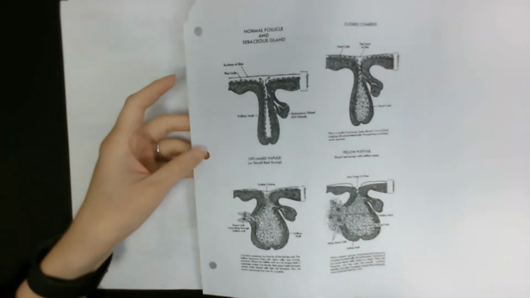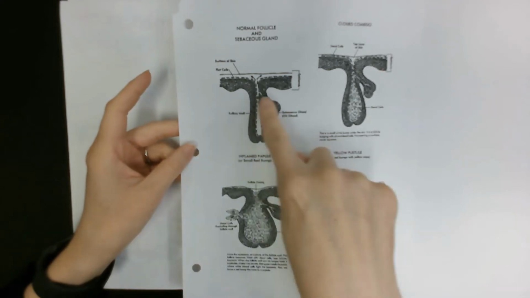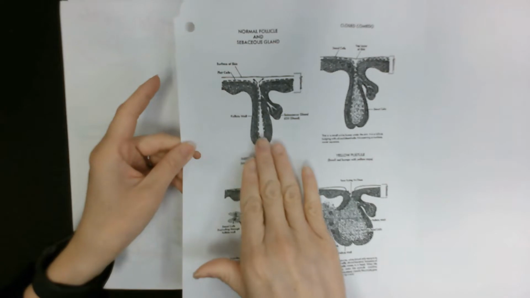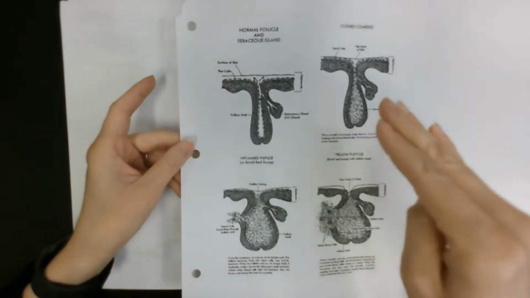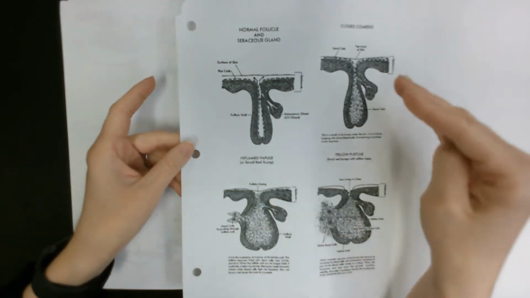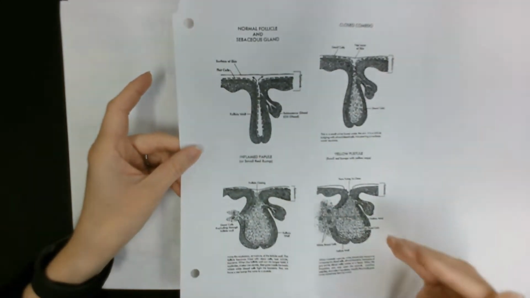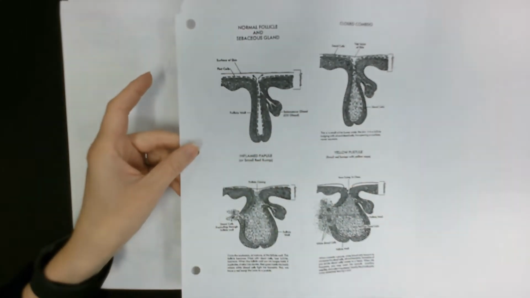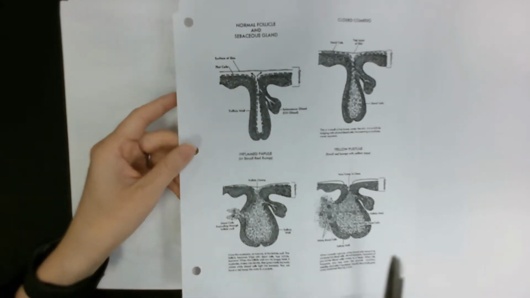So this is the sheet that you need to be working on next. We're going to be cutting these into 4 in just a quick second. This is a normal follicle and a sebaceous gland, and then we're going to go through different stages. The closed comedo, you're going to have an inflamed papule and then a yellow pustule. So we're going to go over how this happens, why this happens, and what you can do to avoid some of these things. We have all had this happen to us.